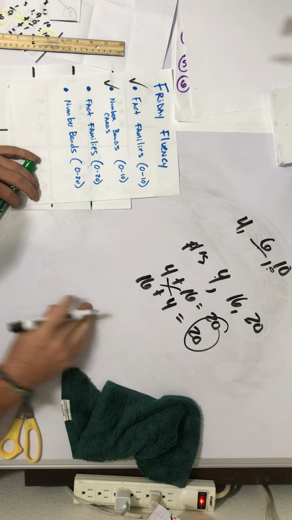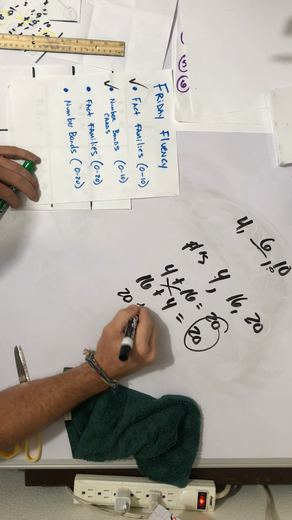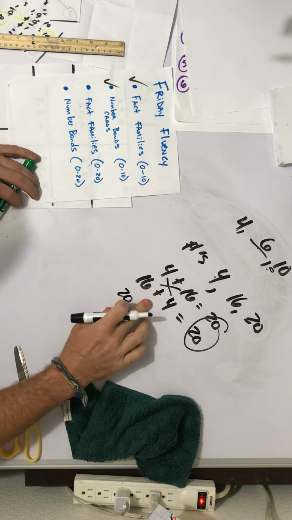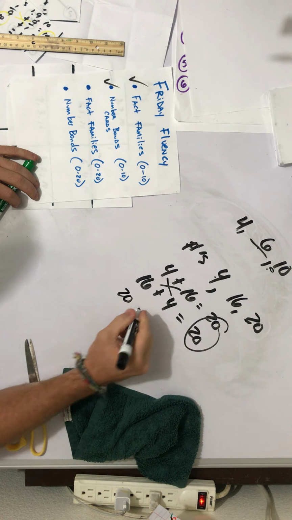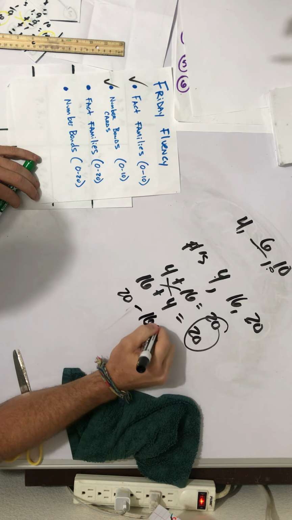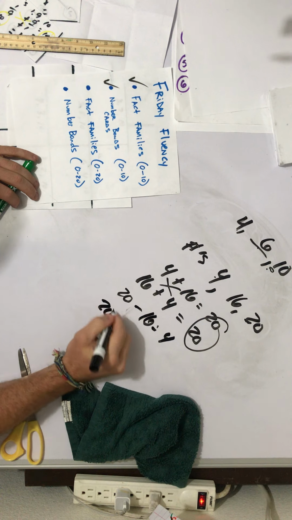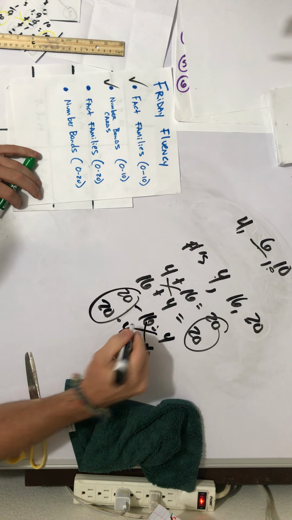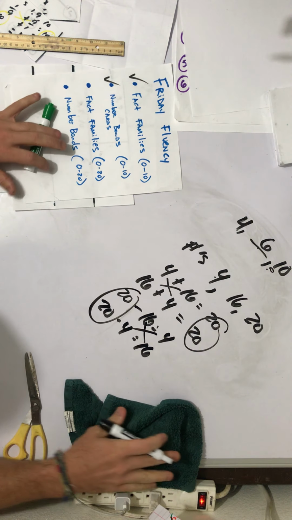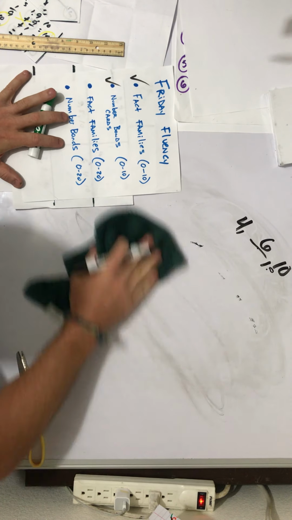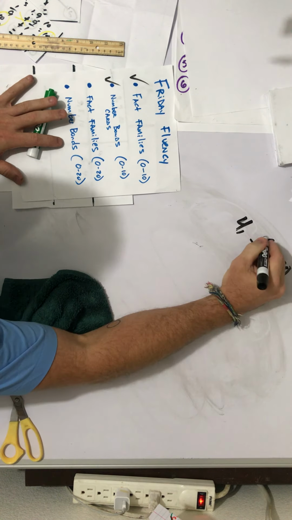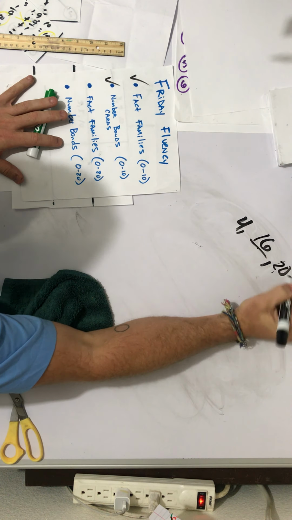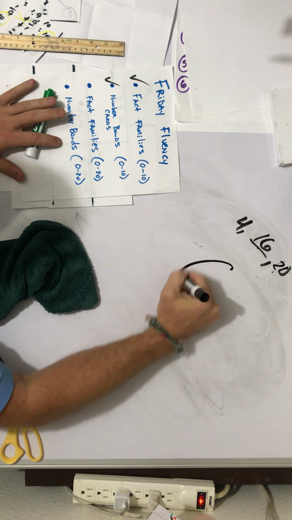Circle an X to check. 20 plus, oh, this is minus now. Careful, Mr. Agnew, this is minus. 20 minus 16 equals 4. 20 minus 4 equals 16. Circle an X to check, just like that. All right, lastly, these are the numbers we just used. It's got to go in a number bond.